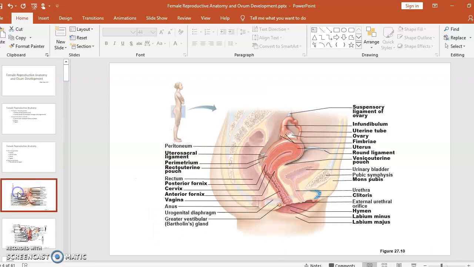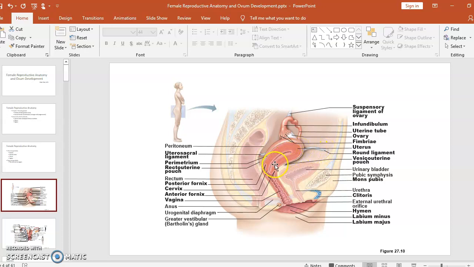This here is a lateral view of the female reproductive system. All right. Here is your oviduct or fallopian tube. This here is the uterus, and this right here is the lumen in the uterus. This here is the round ligament. So the round ligament holds the uterus. This is one of the three ligaments that holds the uterus. The round ligament hooks to the labia majora.